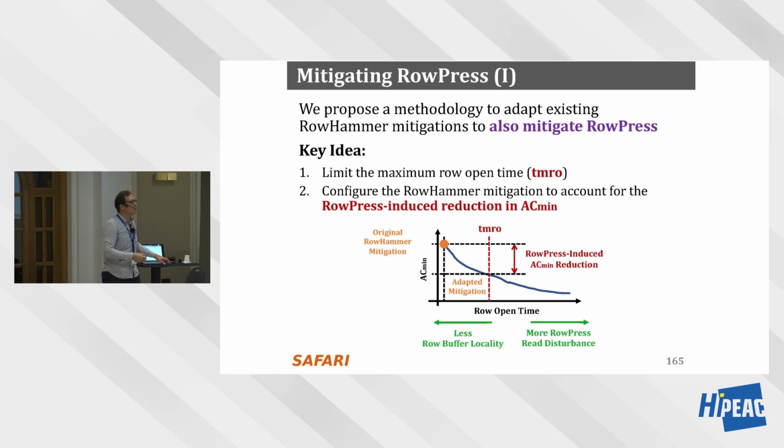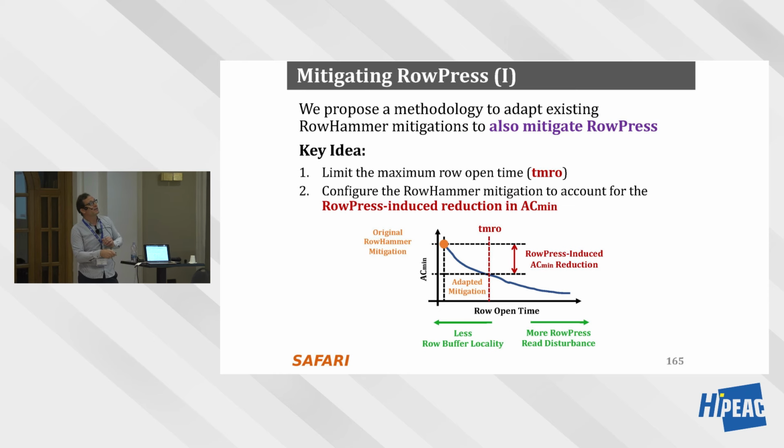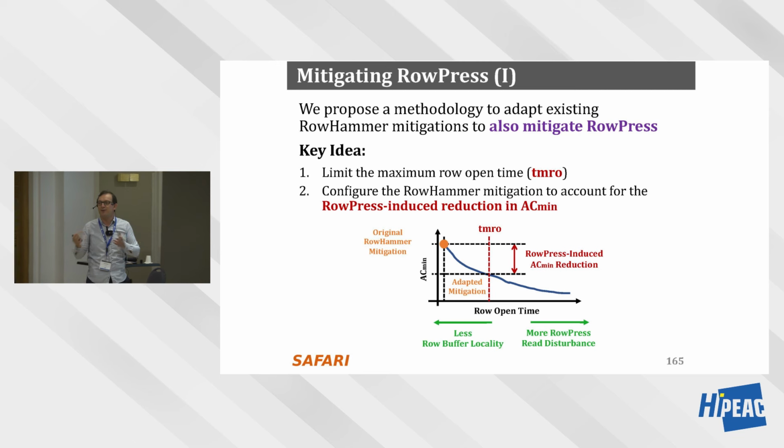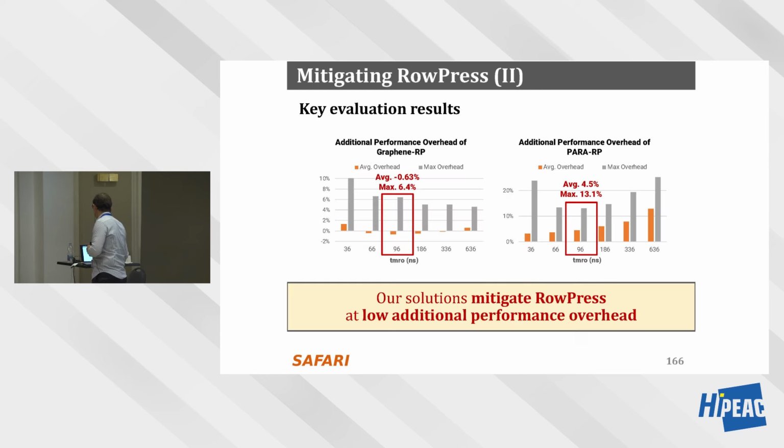Once you limit the maximum row open time, you just figure out your vulnerability. Meaning, figure out the threshold that you need to start taking mitigating actions based on that row open time. And you can do that by profiling the DRAM chips. And this needs to be done anyway. You just do it for a different row open time for DRAM chips. So this makes the solutions a little bit more costly.